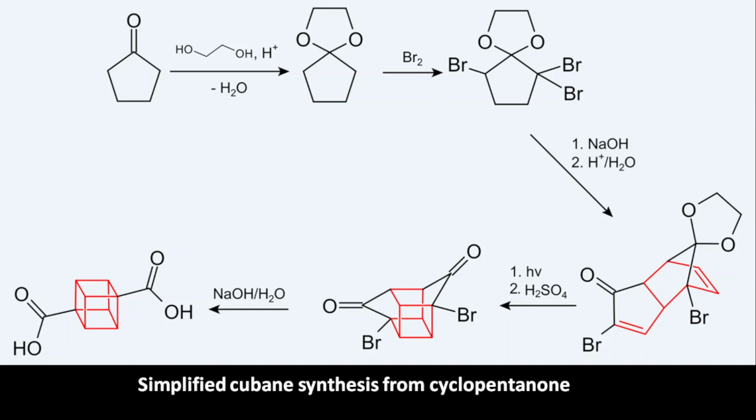This is a simpler synthesis of cubane that starts with cyclopentanone. One intermediate product is the tribromocyclopentanone derivative. Again, the last edge of the cube is built by a rearrangement reaction.